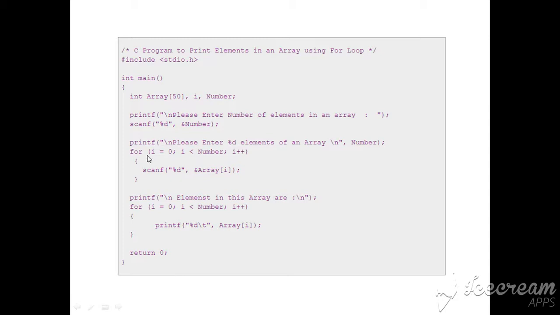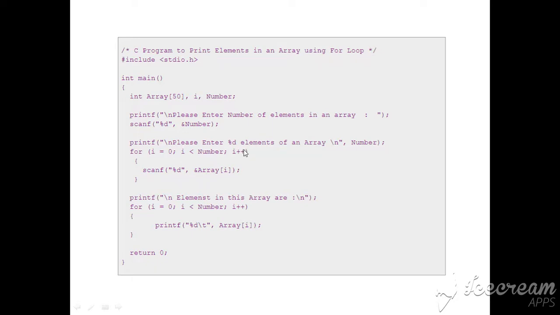So for the first time, for I is equal to 0, I is less than 5. So the control moves here, scanf %d ampersand array of I. I right now is 0. So whatever number you key in from the keyboard would get into array of 0.